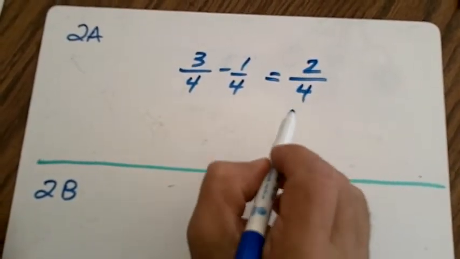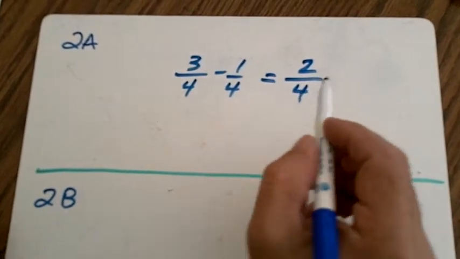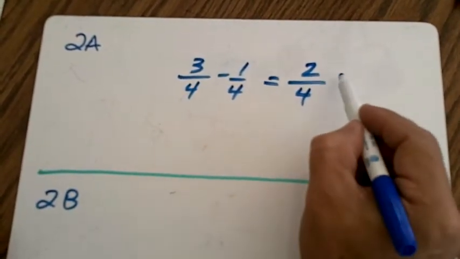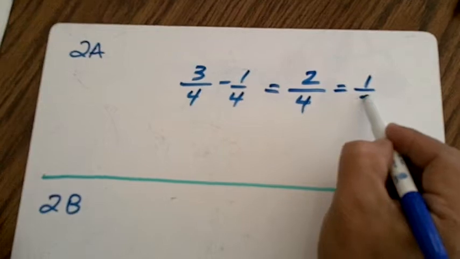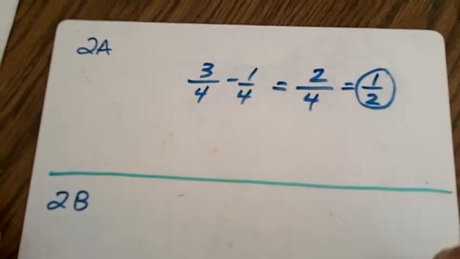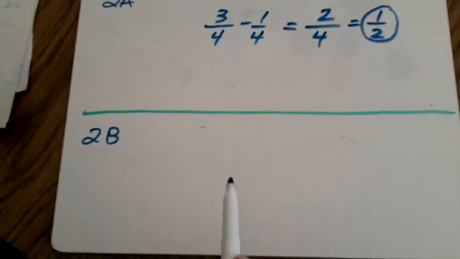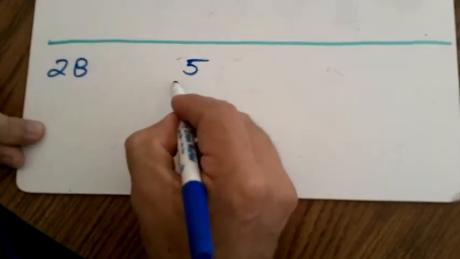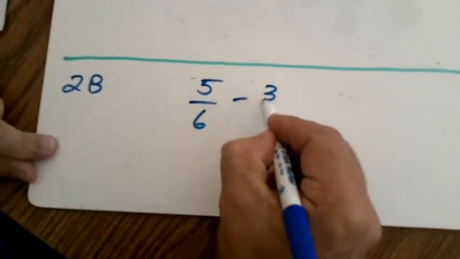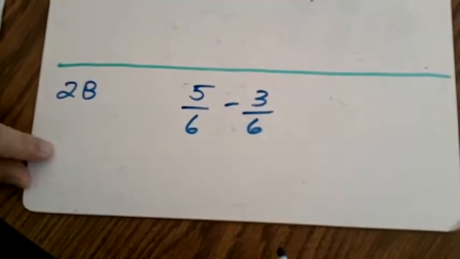However, I told you to reduce all your answers if you want full credit. So we can say, alright, these are both even numbers. We can knock them in half, and luckily we are done. Now for the one you have to do, I'm going to give you this one. See what you can do.